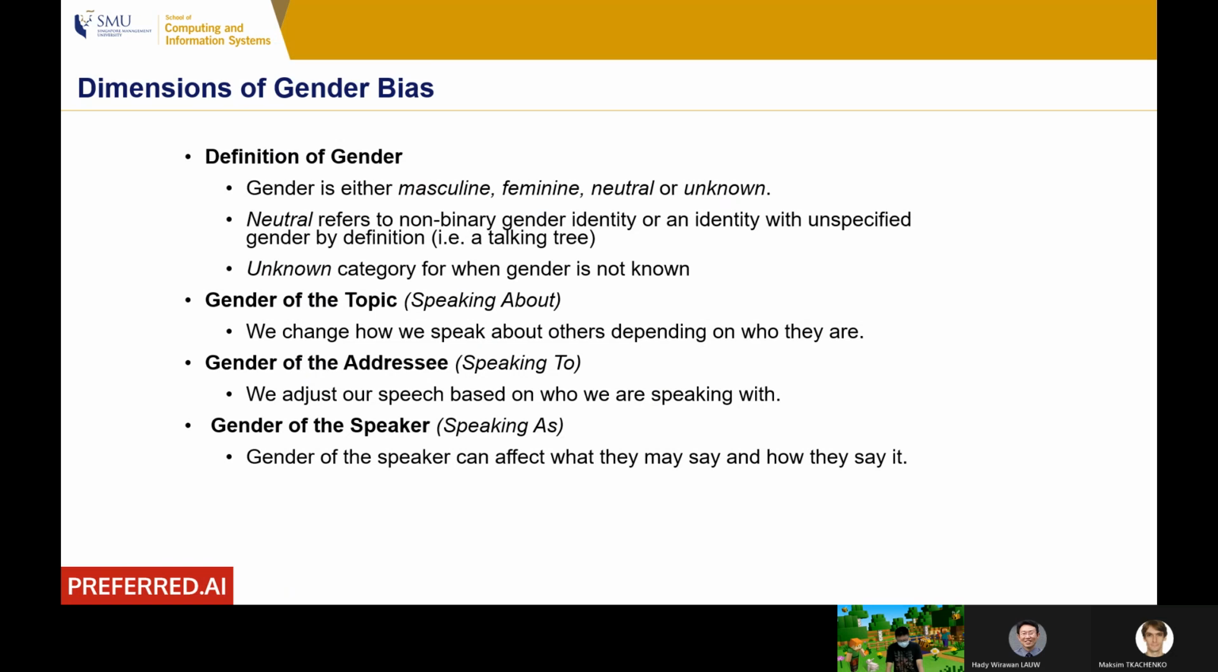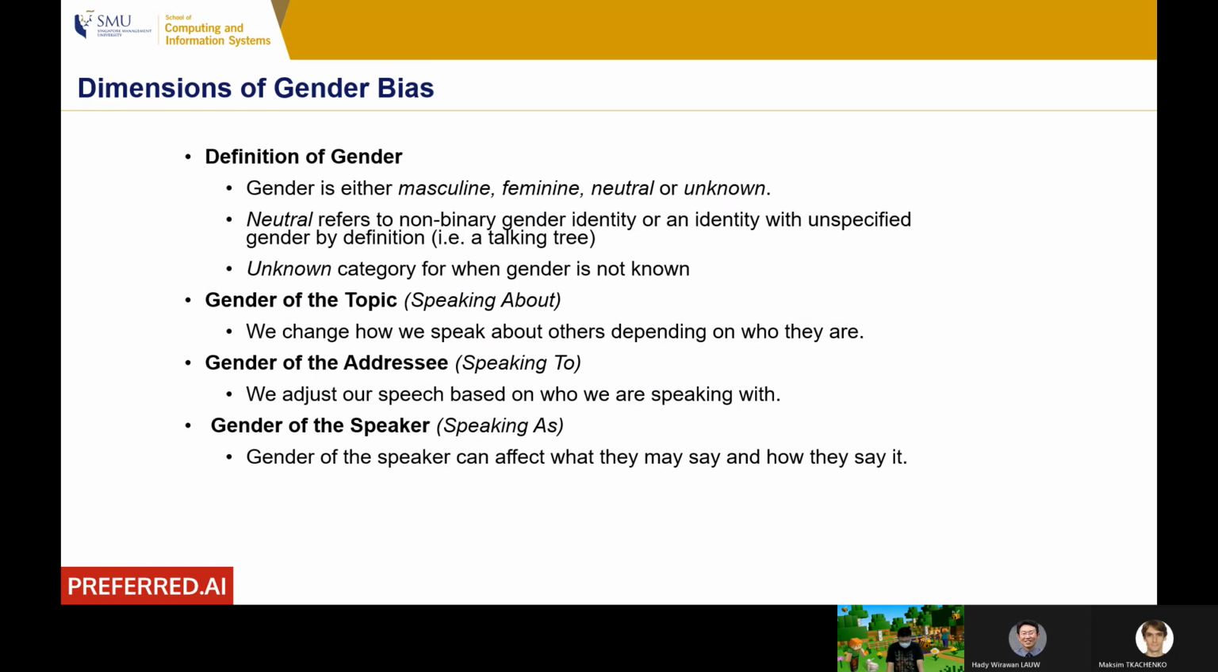They decompose gender bias into 3 dimensions, and they give some intuition about why they do so. First, the gender of the topic, something that someone is speaking about. The intuition is that we change how we speak about others depending on who they are. Perhaps you want to speak to someone who is your superior differently from someone who works for you. I think that extends to gender as well. You talk about a man perhaps differently from how you talk about a woman.